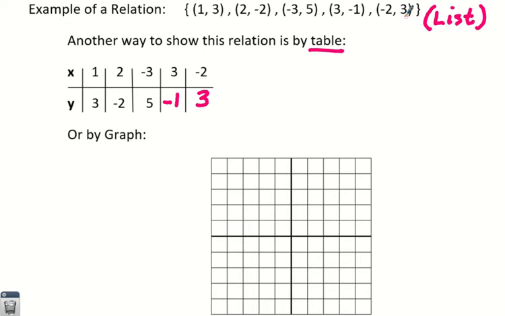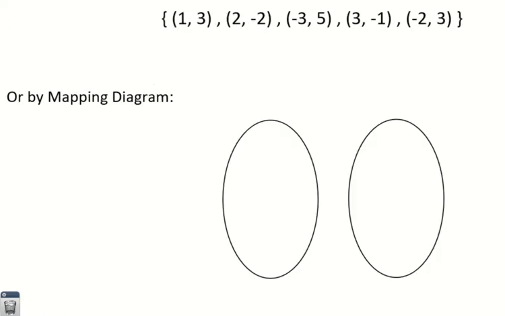Or by graph, you could just plot these points. 1, 3, 2, -2, correct? So 1, 3, 2, -2, -3, 5 is there, right? 1, 2, 3, 4, 5. And 3, -1 goes there. And -2, 3 goes there, I believe. So you can show this same relation by graph, just by showing all these points on a graph.